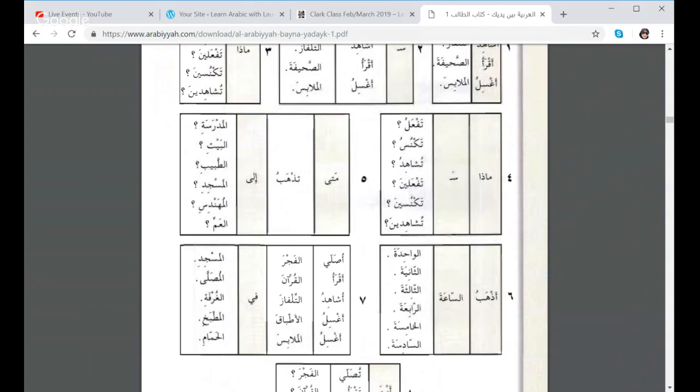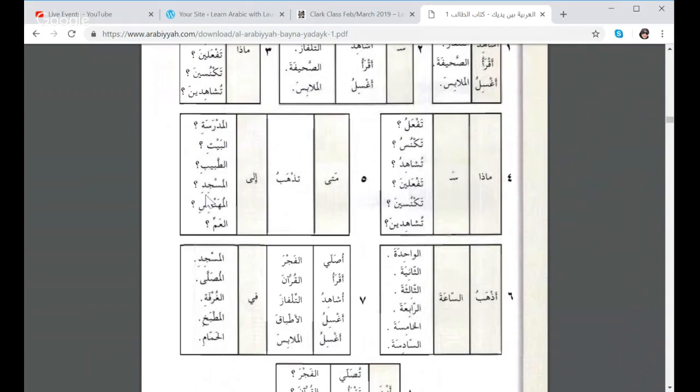Matt, what's number four? Mata Tathibu Illa Amadrasati. What's meta? I should know, but where or when? When. When are you going? To Ila al-Madrasa. To the school. Very good.